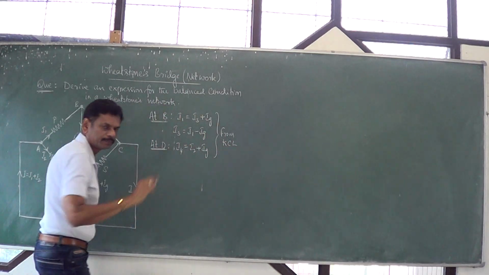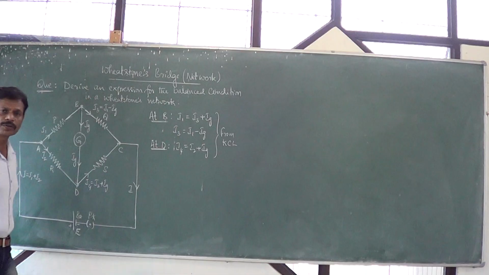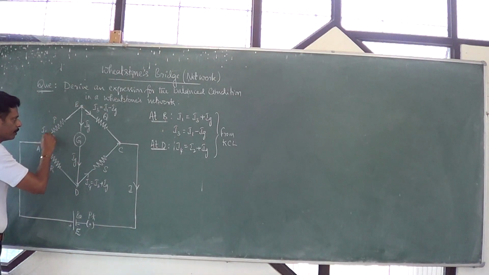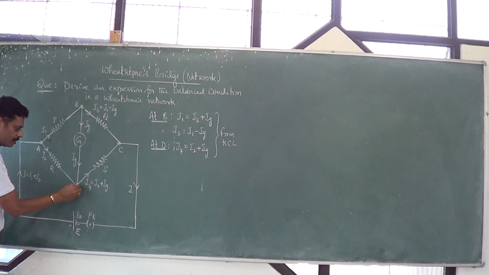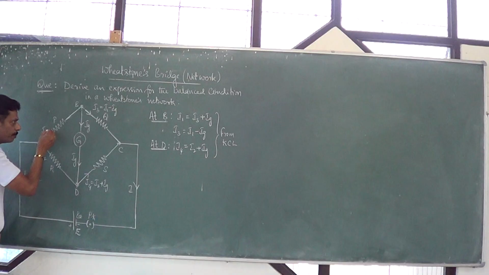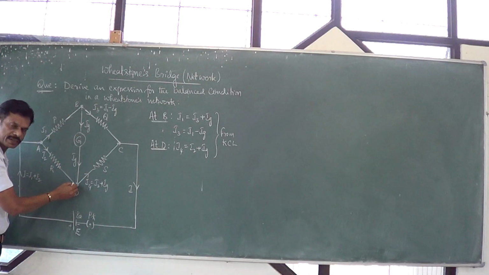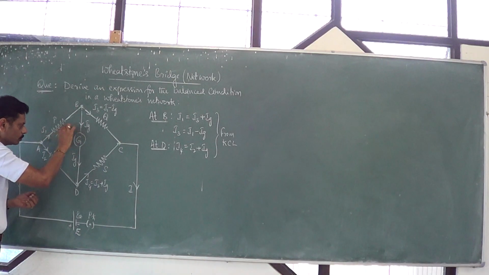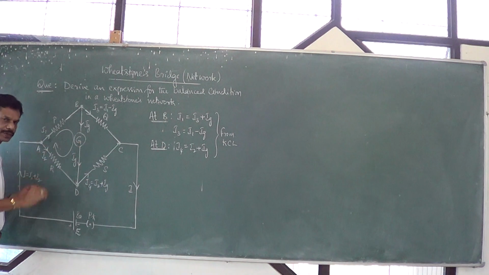Kirchhoff's current law. Now I am supposed to consider Kirchhoff's voltage law, Kirchhoff's second law. I will apply that particular law for this particular mesh. A mesh means it is a closed path in which the current is flowing. I will choose this as one mesh.